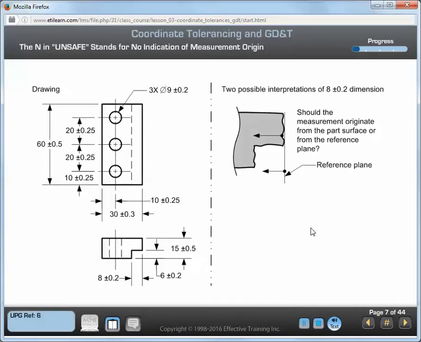No indication of measurement origin. If you take a measurement from a reference plane, the form error of the surface is not part of the measurement result. If you take a measurement from a surface, the form error of the surface will affect the measurement result. Each measurement provides a different answer. Since this is not covered in any standard, there's no way for you to determine which measurement is correct.